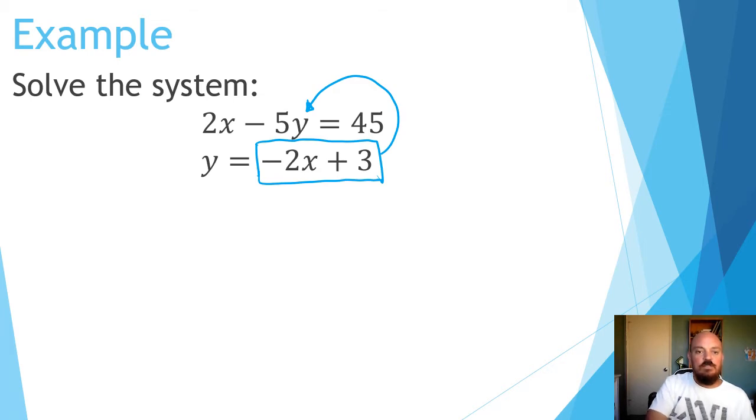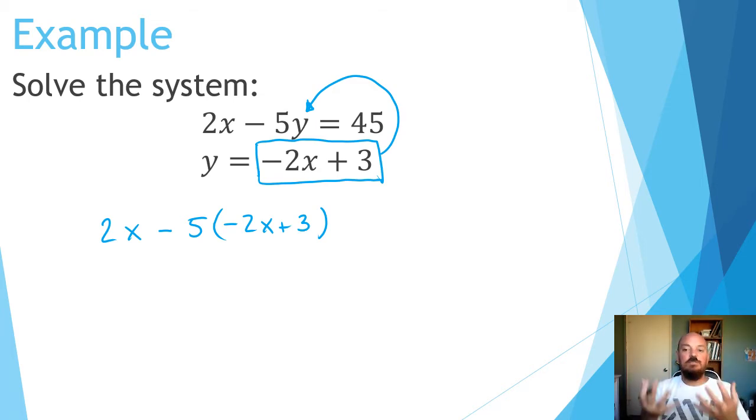So what I would have is 2x minus 5. Now, instead of the y, I'm going to put the negative 2x plus 3. I'm substituting an expression for y. And then everything else is the same, equals 45. So that's the substitution part.